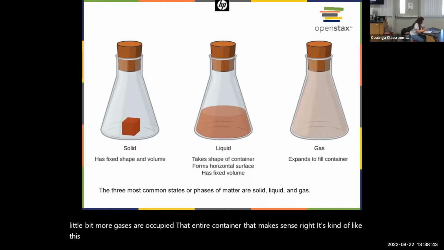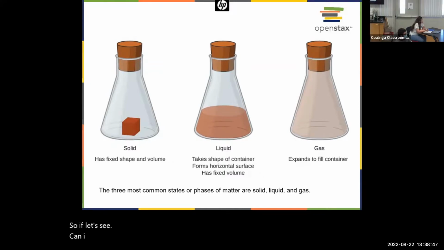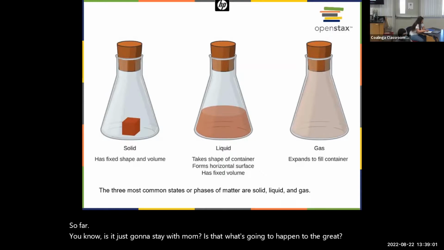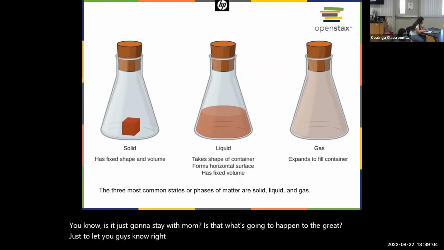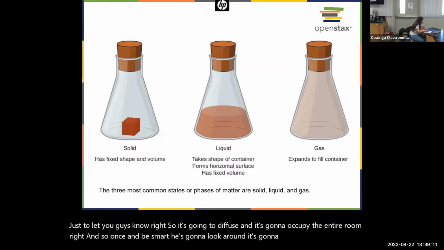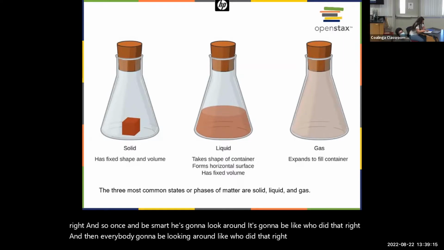So if, let's see, Juan, pick on you. So if Juan toots, right? Is it just going to stay where Juan is at? What's going to happen to the fart? Spread. It's spread. So that spread is called diffusion, just so that you guys know, right? So it's going to diffuse, and it's going to occupy the entire room, right? And so Juan is going to look around like, who did that, right? And then everybody's going to be looking around like, who did that, as they smell the fart, right?